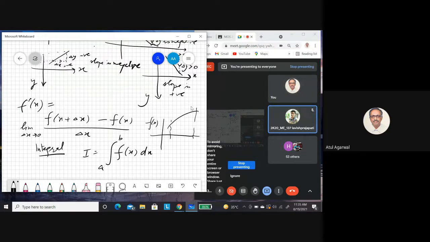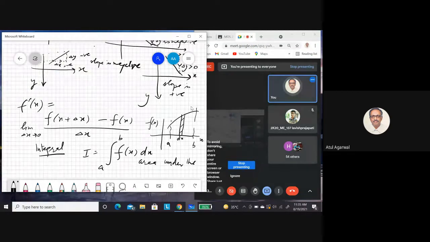Very good. So if you just take a length dx here on the x-axis, this rectangle will be f(x) dx. And you are summing all these rectangles from a to b, so you get the area under the curve. So this is the physical meaning of integral. Integrals are important for us.